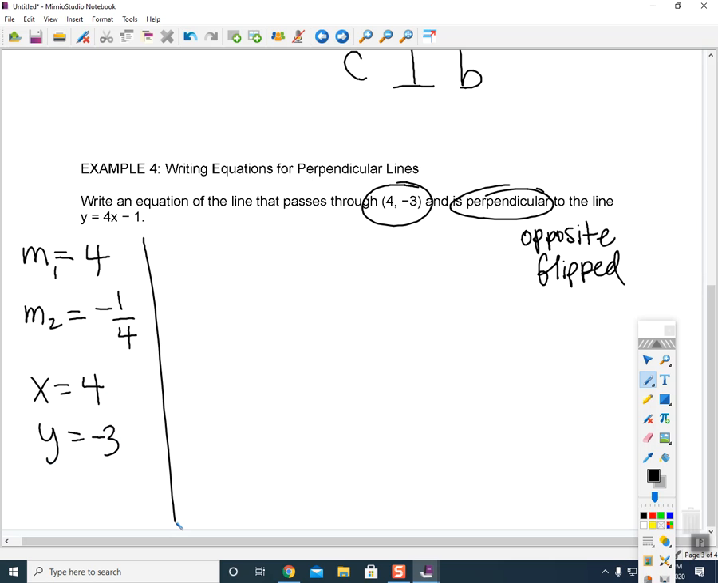Now I have everything I need. I'm just going to plug it into my point-slope form. So y minus negative 3 equals negative 1/4 times x minus 4.